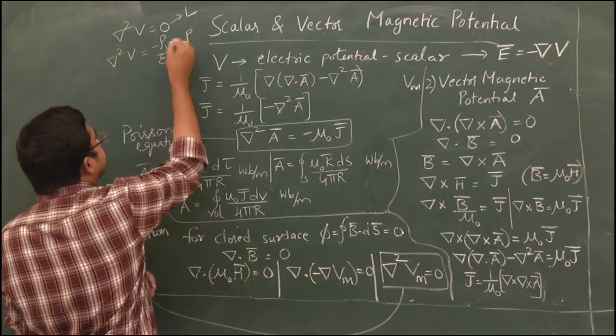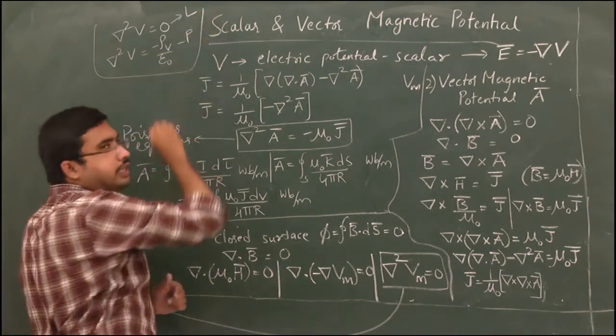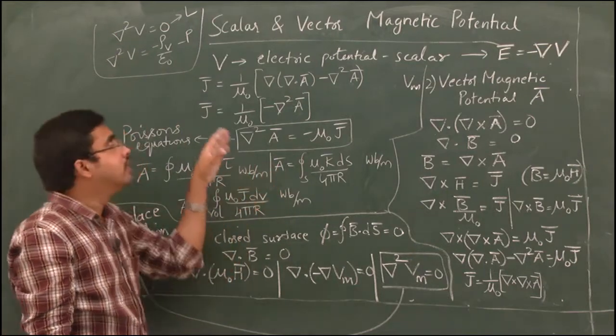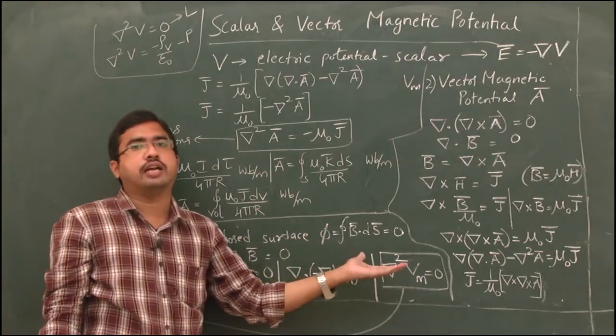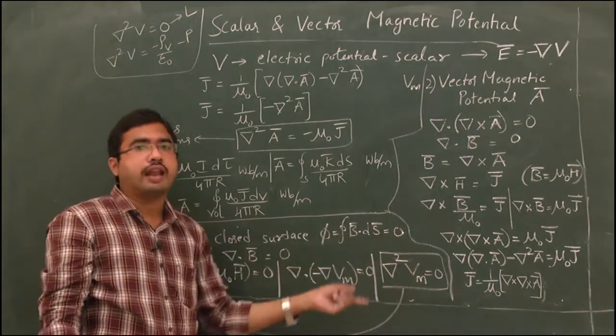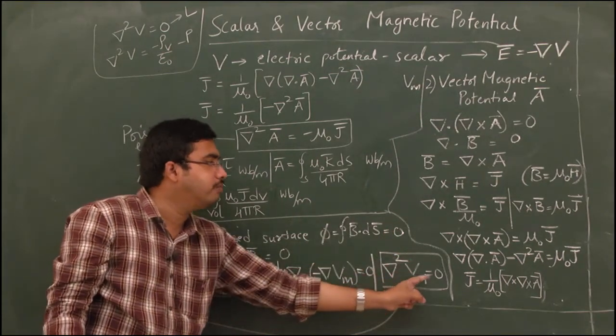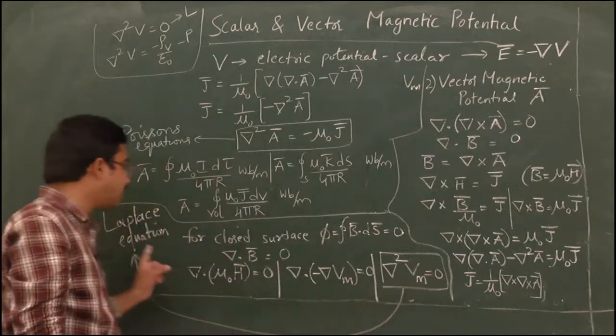This is the Poisson's equation in first unit electrostatics. Similarly, in second unit magnetostatics, for magnetic fields, the Laplace equation is del square Vm is equal to 0. This is the Laplace equation.